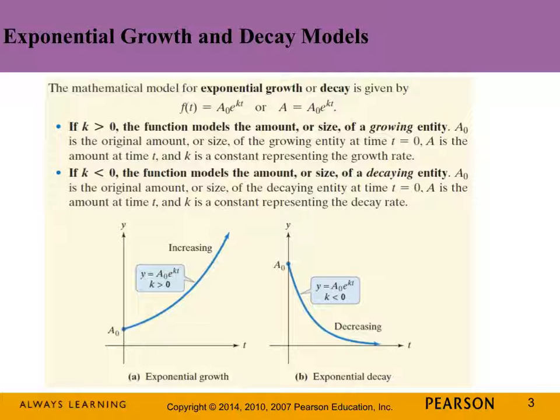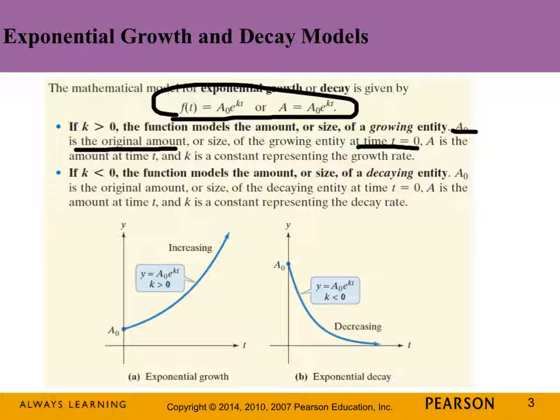Okay, the exponential growth and decay model. The equation for either growth or decay will be f of t or A equals A sub 0 times e raised to the k times t power. A sub 0 is the original amount you begin with, and A is the amount at time t, say if they say 5 hours later or 10 hours later, whatever the case may be. Now, k is a constant, and if k is greater than 0, then it's a growth model, and if k is less than 0, you're working with a decay model.